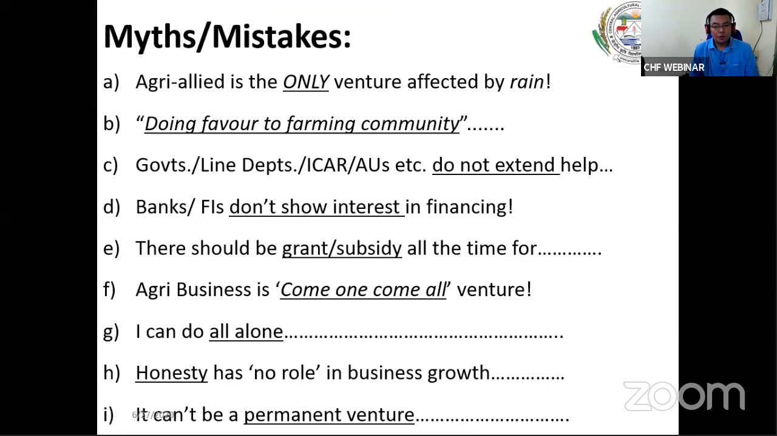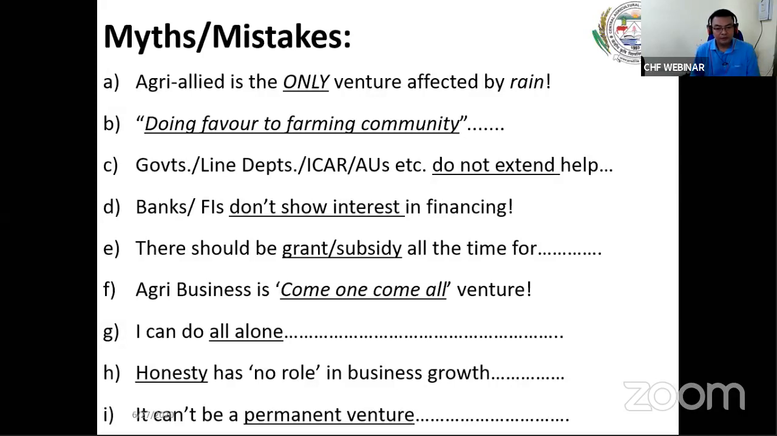These are a few of the selected mistakes and the myths that the agri entrepreneur used to have because of their exposure. Say, agri allied sector is the only one that is affected by rain or a season. When anybody is doing anything with the agri allied activities, they presume that they are doing some favor to the farming community. They feel that governments, line departments, and agriculture institutions do not extend help. Banks and financial institutions do not show any interest in financing. Agriculture is something that is a come one, come all venture. That means anyone can do it anytime, anywhere.